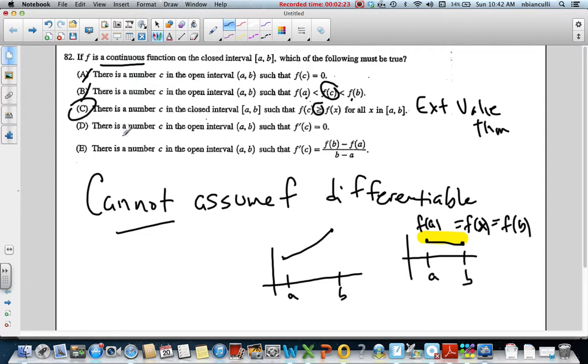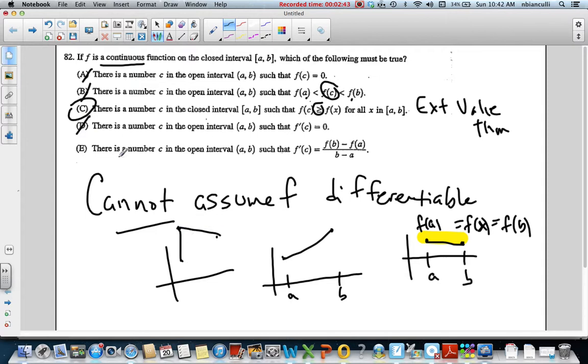So this is true no matter what. D says there is a number c on the open interval from a to b such that f prime of c is equal to 0. Even if the function were to be differentiable, that's not even guaranteed. It certainly isn't guaranteed for any continuous function. So for example, here's a function where the derivative is never 0.